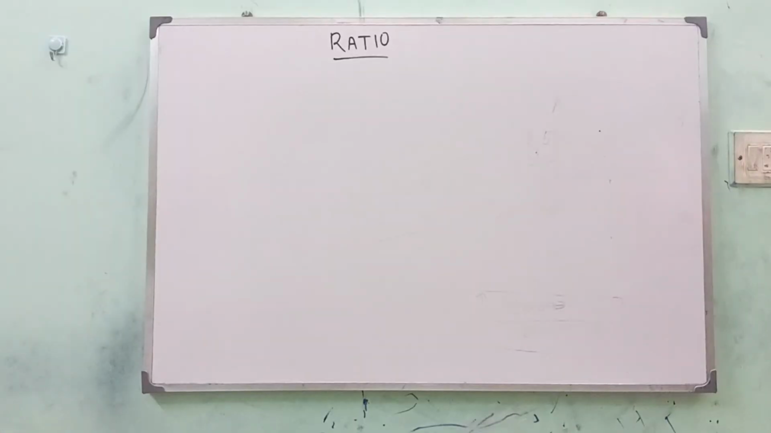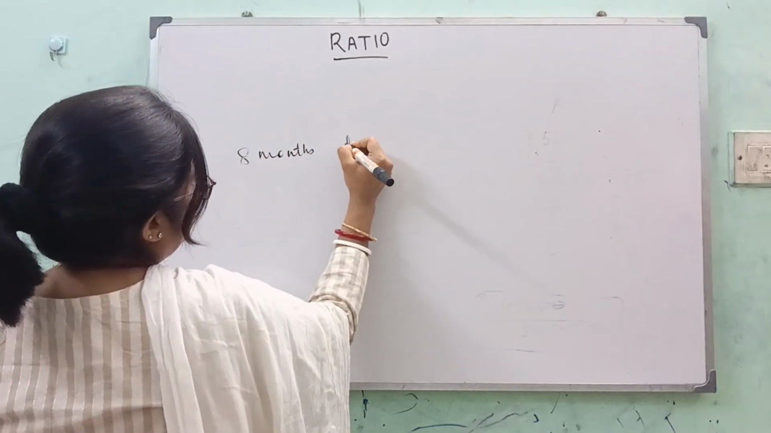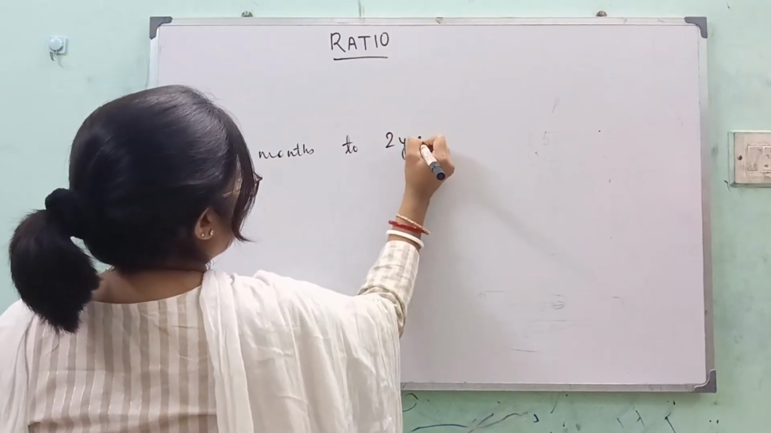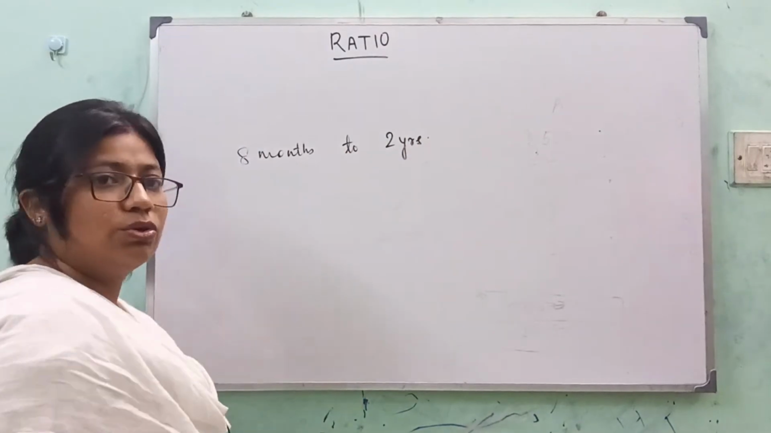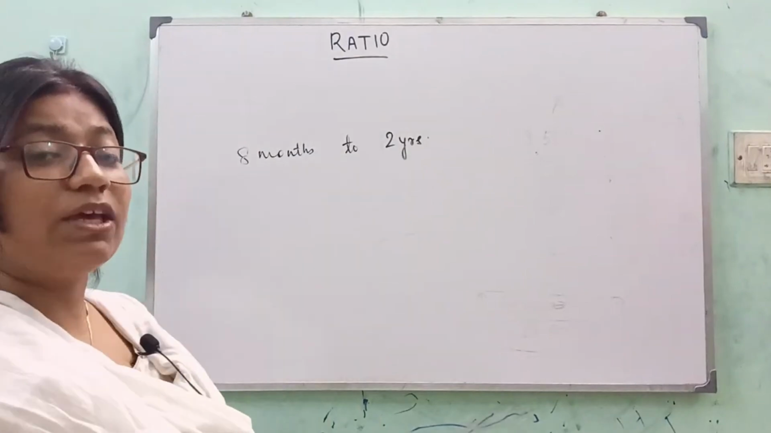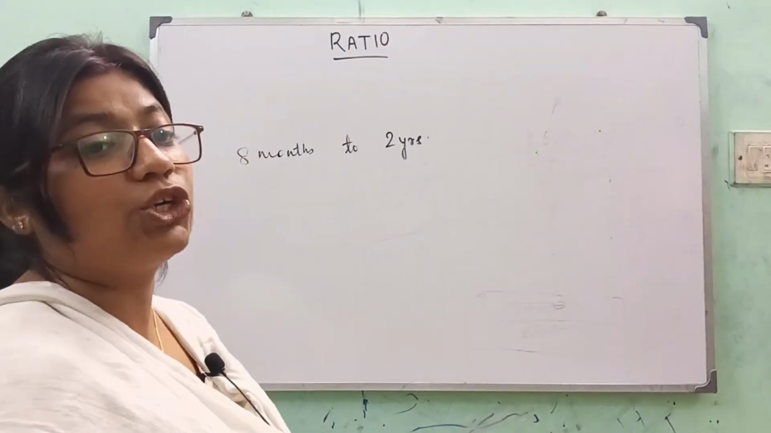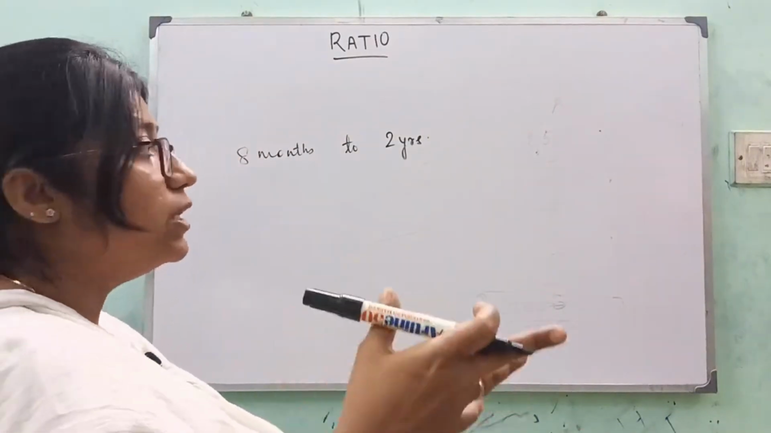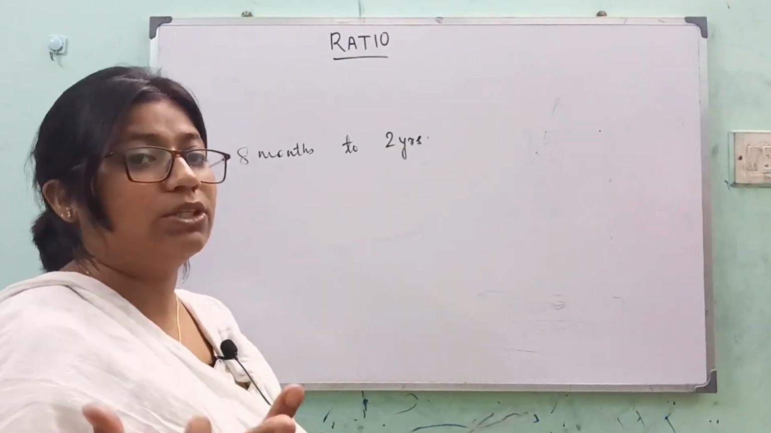Let's do some sums based on this. Let's say 8 months to 2 years. If this is the question, find the ratio of 8 months to 2 years. You can see both belong to the category time, months and years, but they have two different units. If the units are the same, you need not make any kind of conversions. But if the units are not the same, then you have to make sure that you convert both the terms into the same units. Either you can go from months to years or years to months, but going from years to months makes your calculation easier.